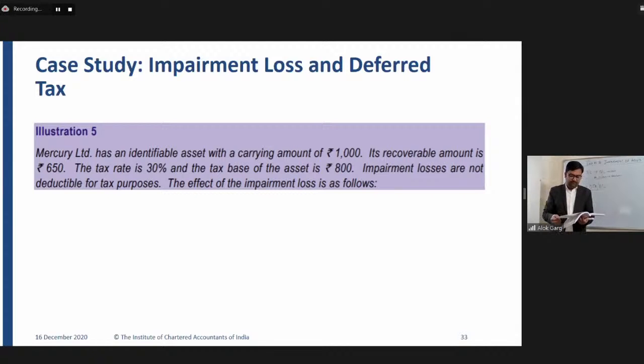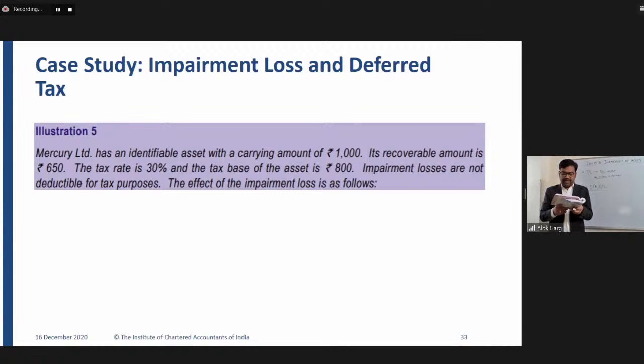Illustration number 5, page number 7.227 of the Institute study material. Mercury Limited has an identifiable asset with a carrying amount of rupees 1000. Its recoverable amount is rupees 650. The tax rate is 30% and the tax base of the asset is 800. Impairment losses are not deductible for tax purposes.